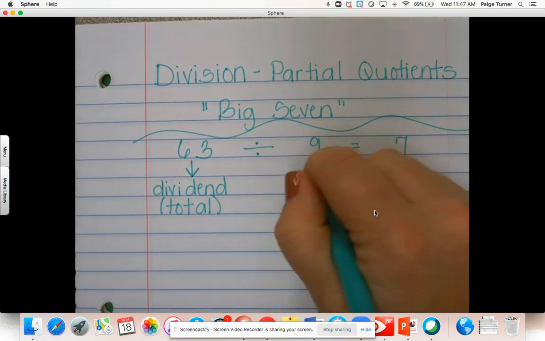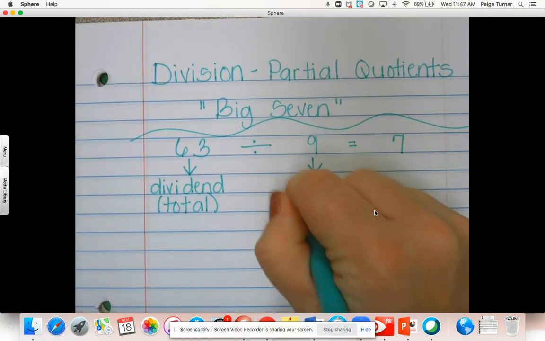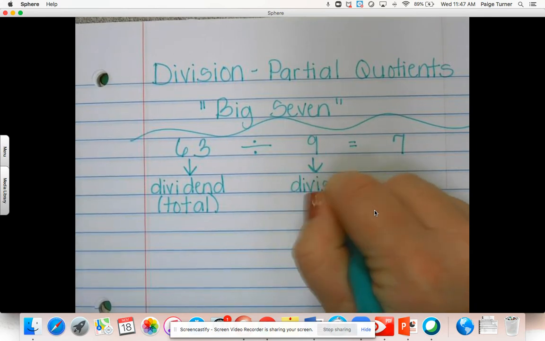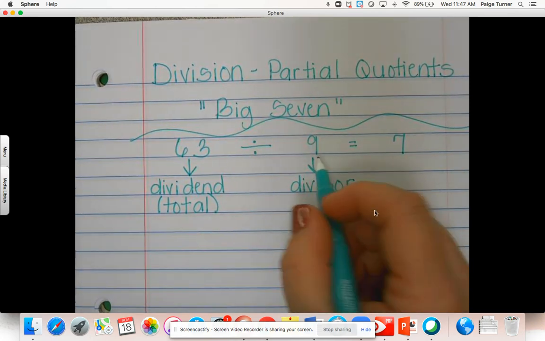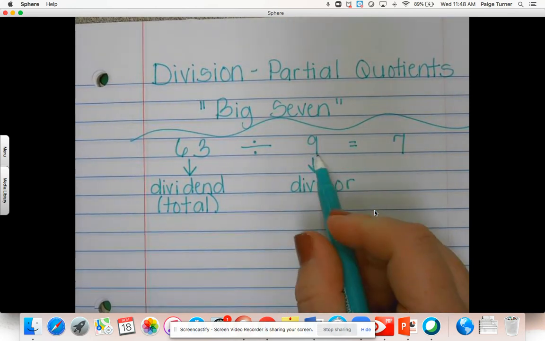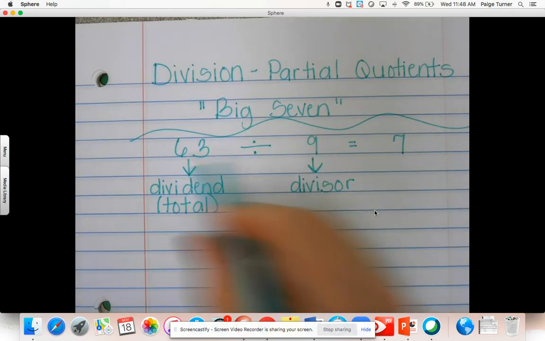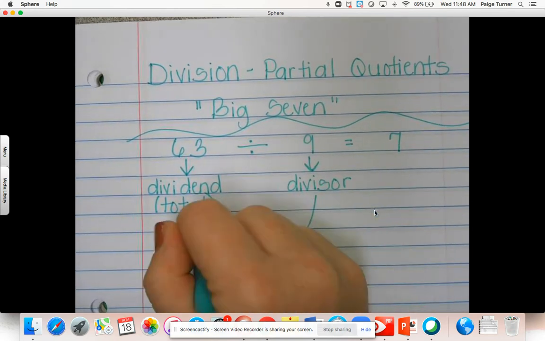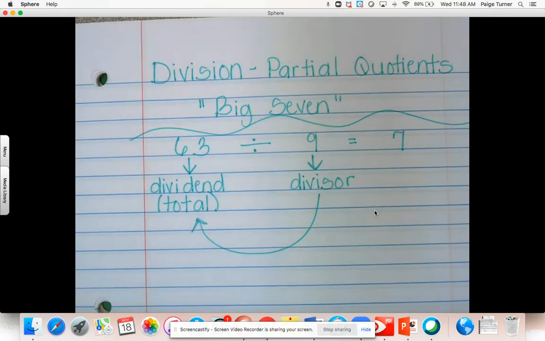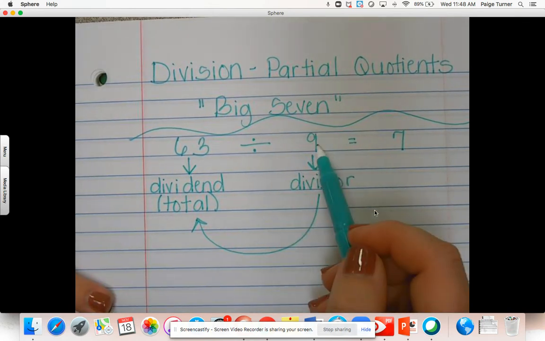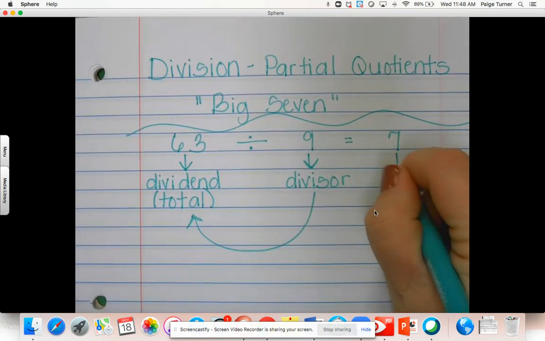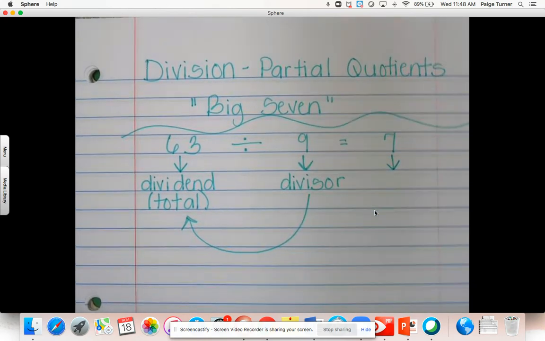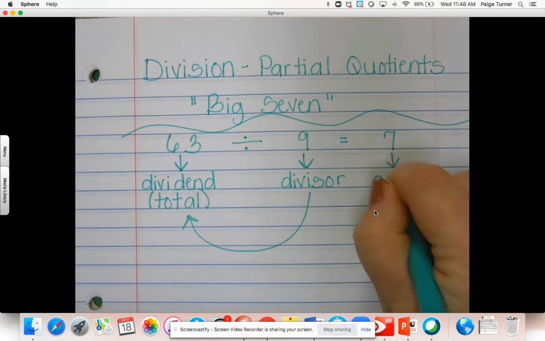The second number here, which in this case is the 9, is called the divisor. Whenever we're dividing, we're basically asking ourselves, how many times is this 9 going to go into that 63? How many times can I count by 9 to try to get to that total? So we're counting by 9s until we get to 63. In this case, you'll count by the number 9 7 times before you say 63. So 7 is the answer to this division problem. The answer to a division problem is called the quotient.